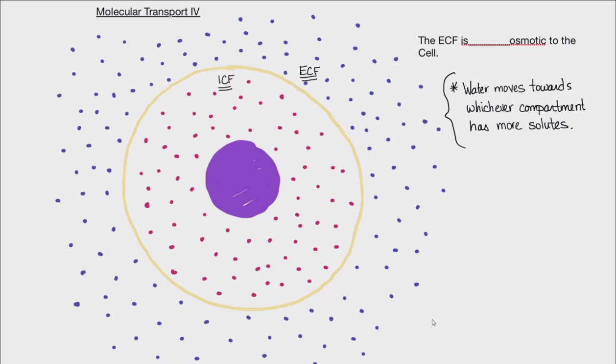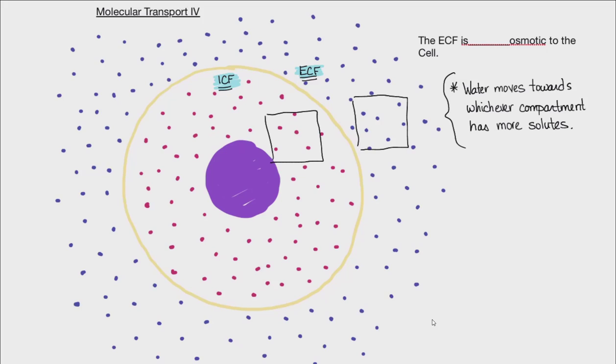My two compartments are going to be my extracellular fluid and my intracellular fluid. My extracellular fluid has a distribution of blue solutes. My intracellular fluid has a distribution of reddish solutes. Now notice that the concentration of those solutes is approximately equal. In other words, the concentration of solutes here is about equal to the concentration of solutes there. They have the same density. So therefore, they have the same osmolarity.